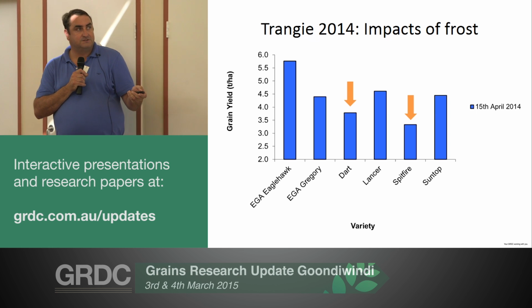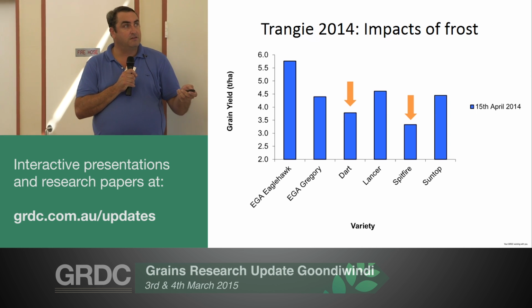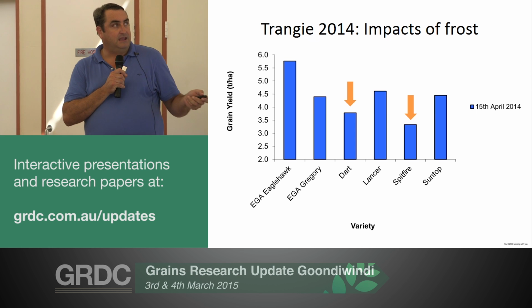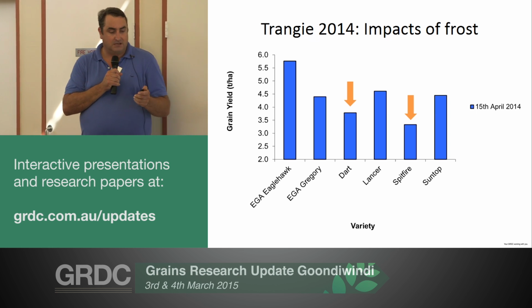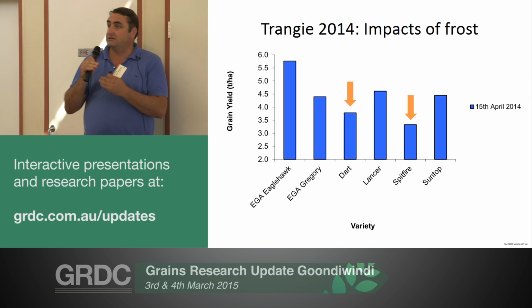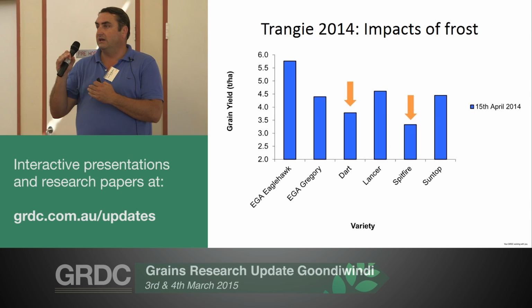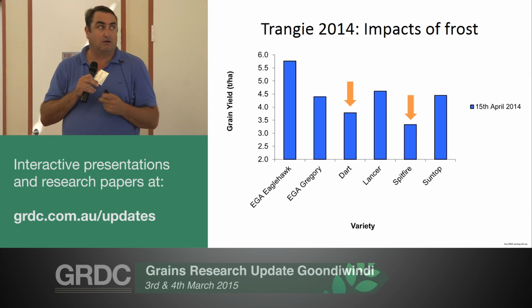Gregory, Lancer, Suntop, you can throw a blanket over them. They've all performed pretty well. But getting that choice about Eaglehawk in the right window as that type has given a really big yield advantage. And that goes back to Simon Fritsch's talk about attainable yields and managing varieties in the right sowing window to get that attainable yield.